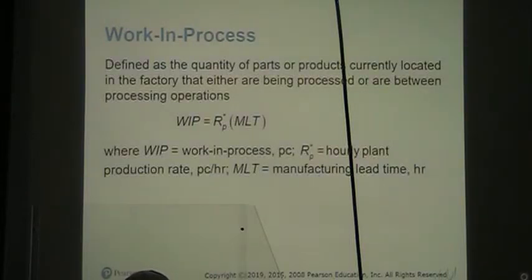All right, so our work in process, that is the quantity of parts or products currently located in the factory that either are being processed or in between processing operations. So our work in progress, WIP, equals the production rate, star, times the manufacturing lead time. You'll notice that our production rate, star, is defined as the hourly plant production rate.